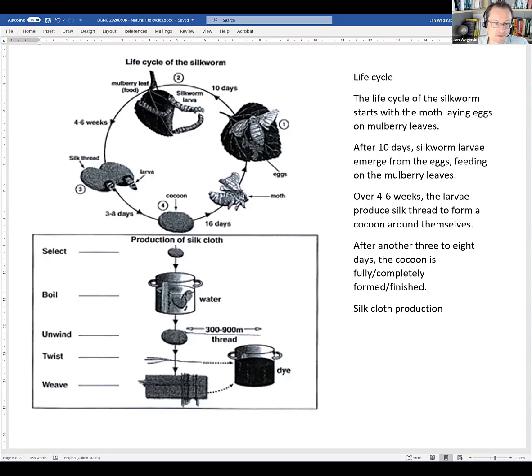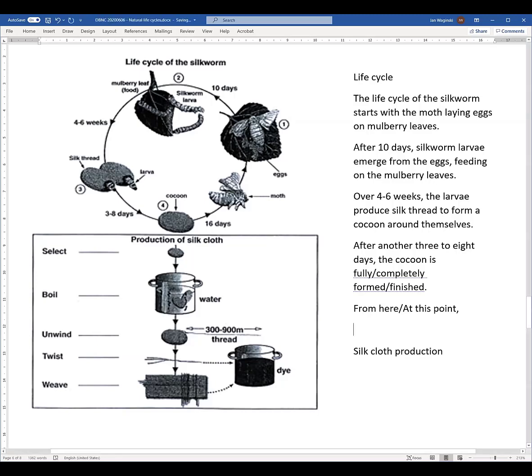Okay, so now we've got a split in the process, right? So how do we describe this? We need some kind of transition, either at this point or from here. Either after 6 days the cocoon, or the moth emerges from the cocoon. No, from here the cocoon is boiled, right? Okay, two steps here?